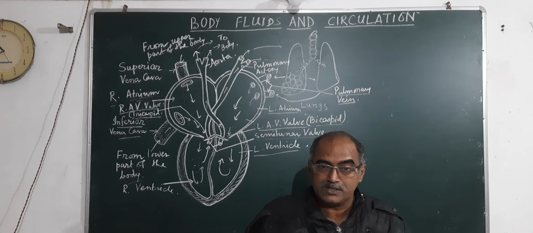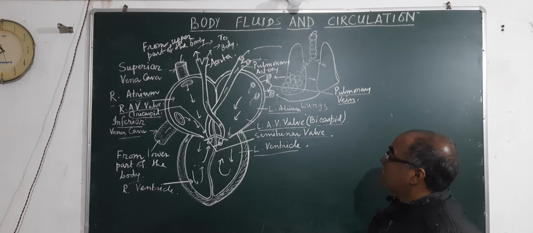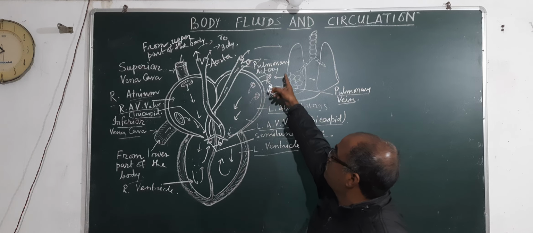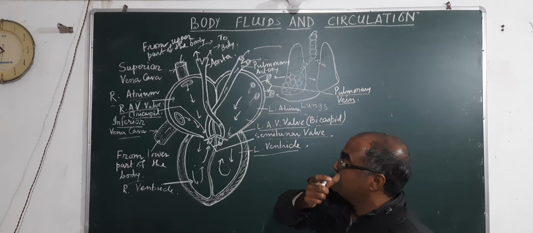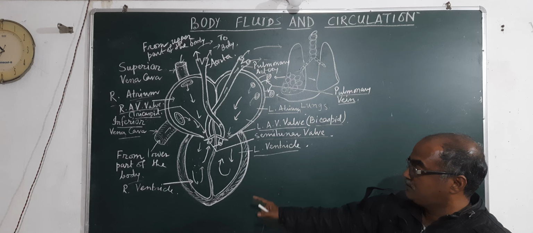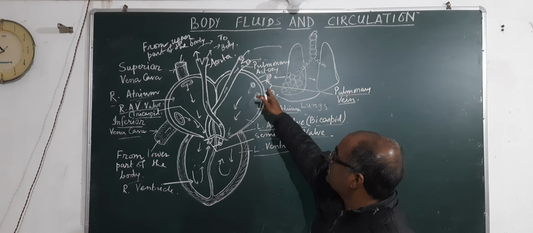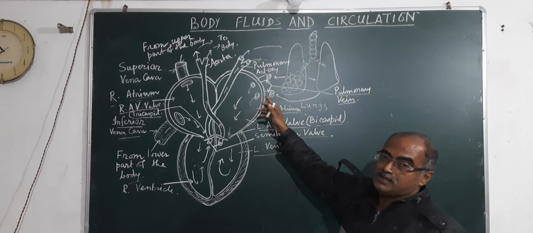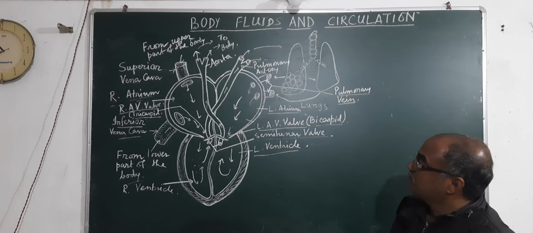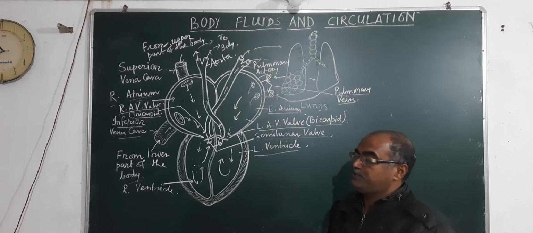Here another confusion arises. In our whole body, only the pulmonary artery carries impure blood. All other arteries carry pure blood, and the pulmonary vein carries pure blood. All other veins carry impure blood.